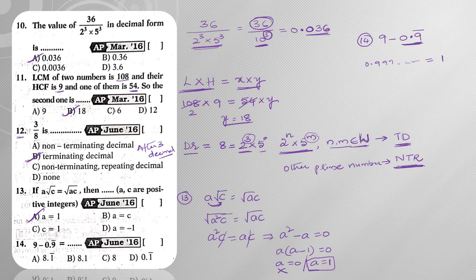So when we have a non-terminating repeating decimal and you want to do subtraction, first of all you convert this into its fractional form. Then 0.9 bar is nothing but equal to 1. So directly we can subtract: 9 minus 1 is nothing but 8. Hence the answer is 8. So whenever you want to do subtraction, first convert the non-terminating repeating decimal into fraction form, right?